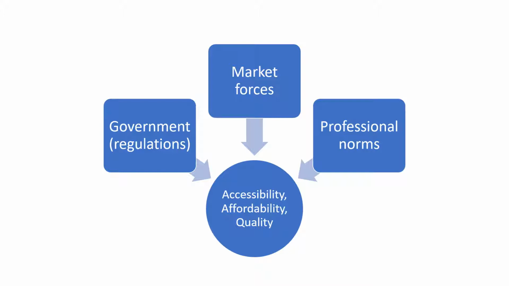So, regardless of what era we are in, and sometimes different countries, not only in the US, they go through these four eras too. They may not call it the same way, but they go through these four eras in almost a similar pattern. And regardless of what eras we are in, accessibility, whether one can get easy healthcare access, affordability, whether one can afford healthcare, and the quality of care is always influenced by the government, usually through various regulations, the market forces, and other professional norms of the medical community.